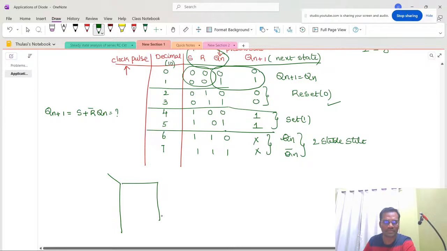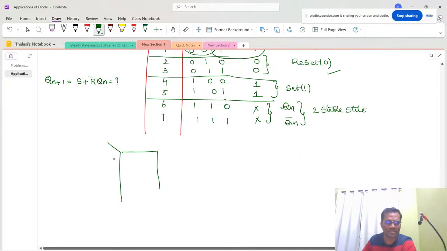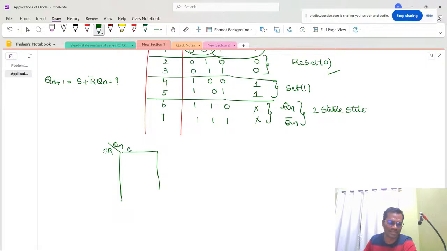Okay, so when you're developing the K-map, here you are going to take the S value, the R value, and the other input we are going to take is Qn. Here I'm going to mark it as 0, and here I'm going to mark it as 1. While marking it, you have to take the values as decimal values: 0, 1, 3, as well as 2.